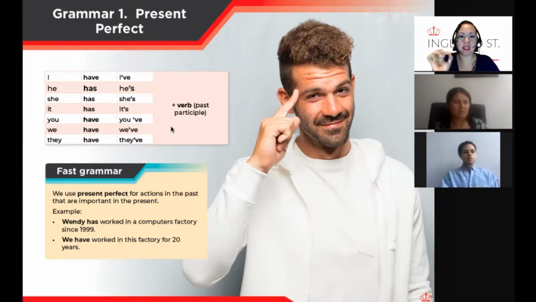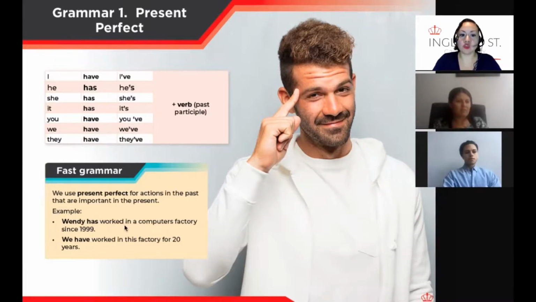Roman, can you please think of one verb? Yes, written. Okay, very good. And you have already said the verb in past participle. So you have written. Good. Fast grammar. We use the present perfect for actions in the past that are important in the present.